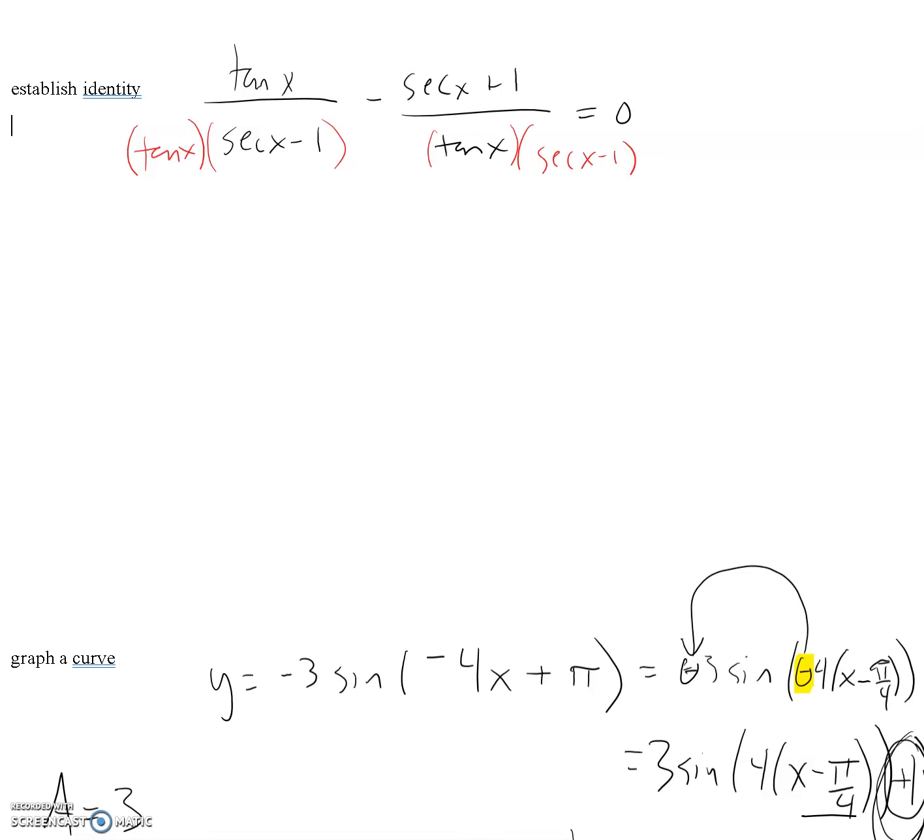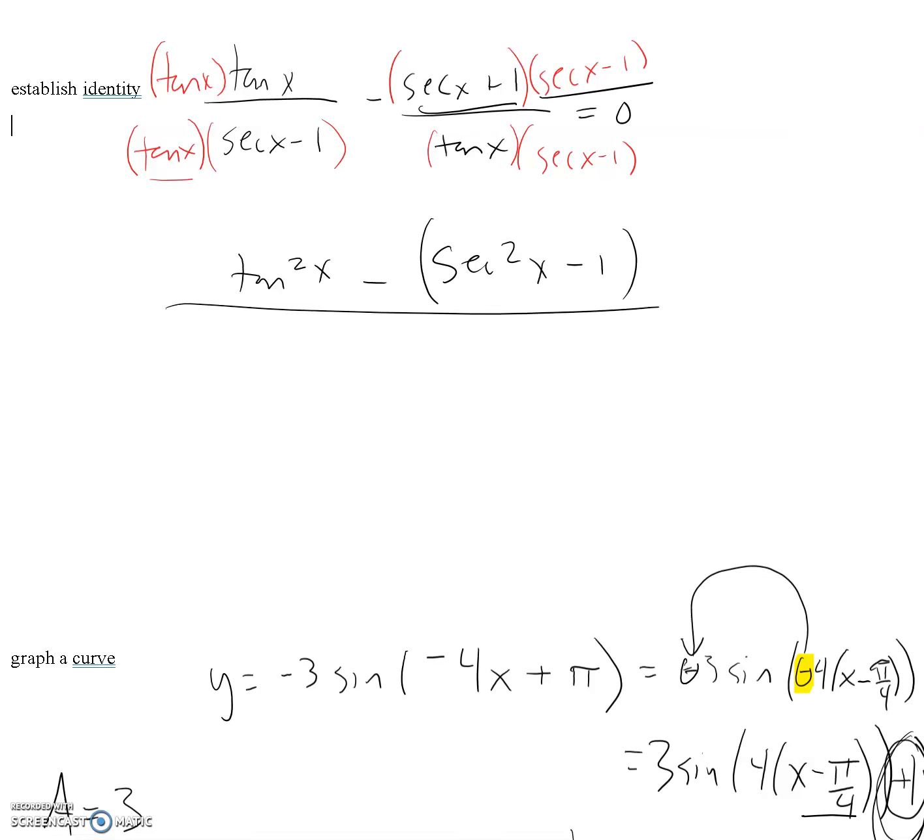Now I have a common denominator, but if I put this in the denominator, I have to multiply the numerator by that. And if I put this in this denominator, then I have to multiply the numerator as well. So that gives me tangent squared x minus, multiply these two together, those are conjugates, secant squared x minus 1. That's the F and the L in FOIL. And in the bottom, I just have my LCD.